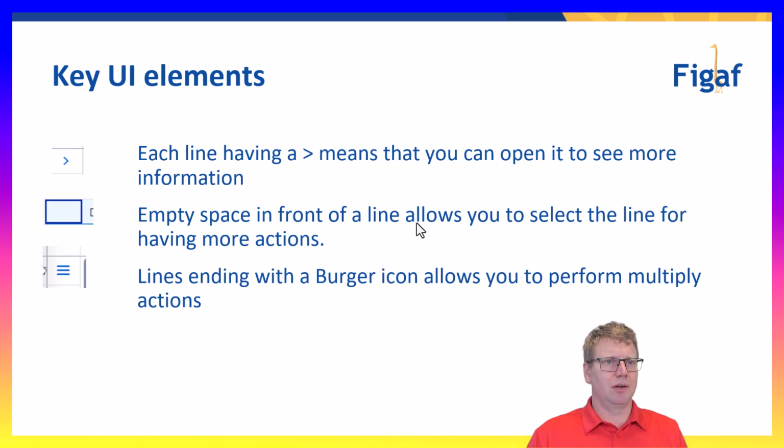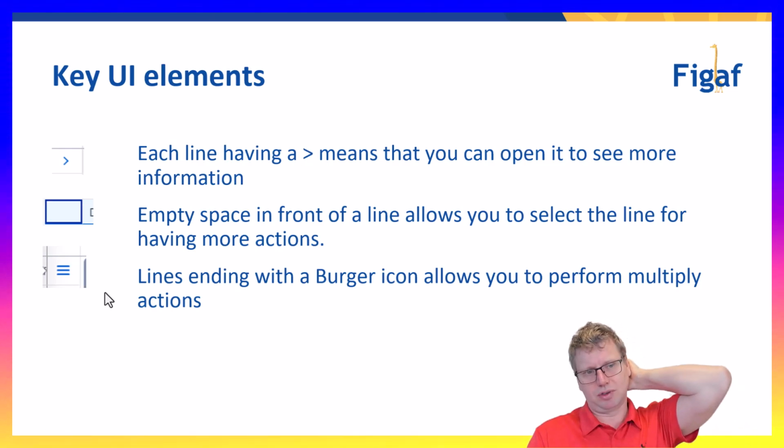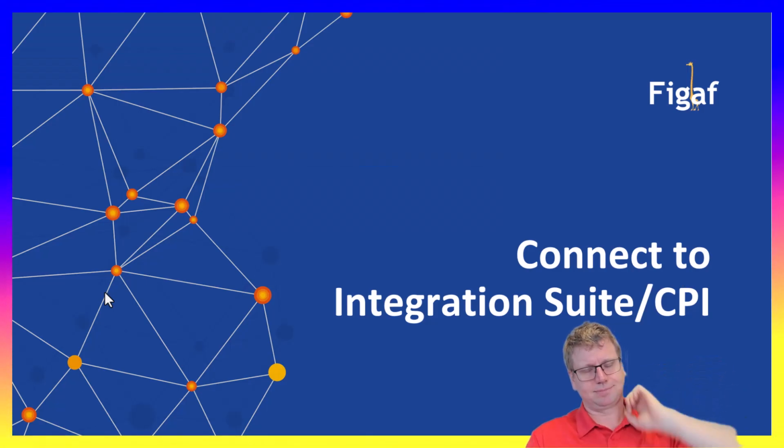Worth noting here are some of the UI elements. At the end of the line, we would have this. This means that you can open it and see more. There's some empty space in the front of it. This would allow you to select that specific line. And then we have this burger icon where there's an in-place menu for specific things. So those are worth noting.